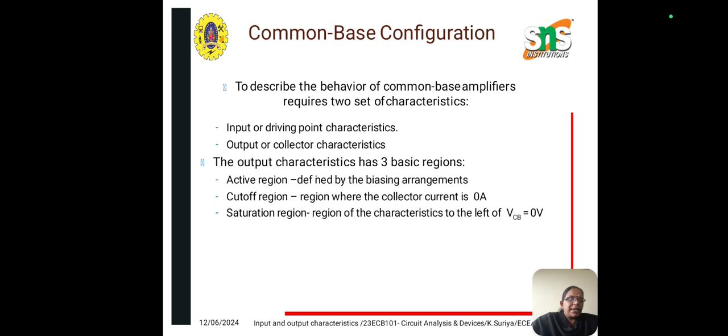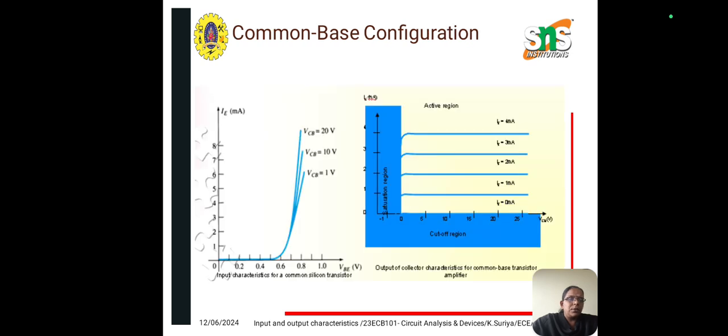So to describe the behavior of a common base amplifier, it requires two sets of characteristics. So the input or the driving point characteristics and the output or the collector characteristics. So the output characteristics operate in three regions: active region as defined by the biasing arrangements, and cutoff region where the collector current is 0, and the saturation region of characteristics to the left of VCB equal to 0 volts. So these are the input and output characteristics of the common base configuration.